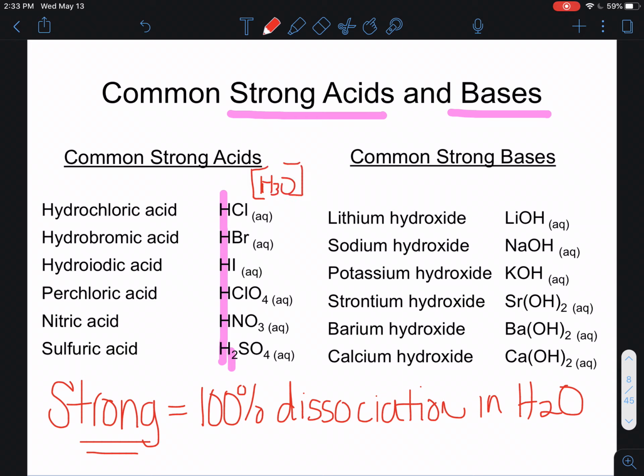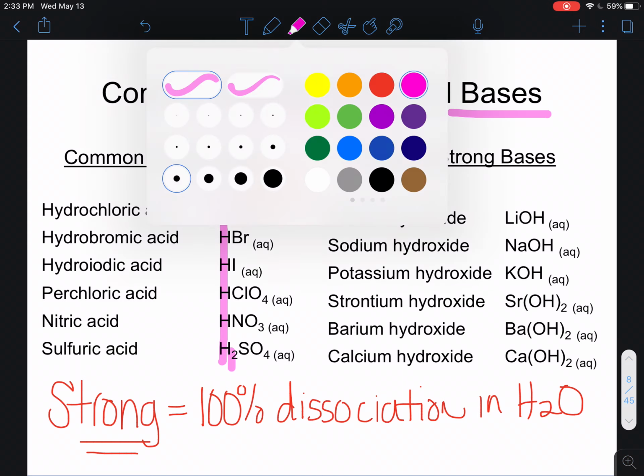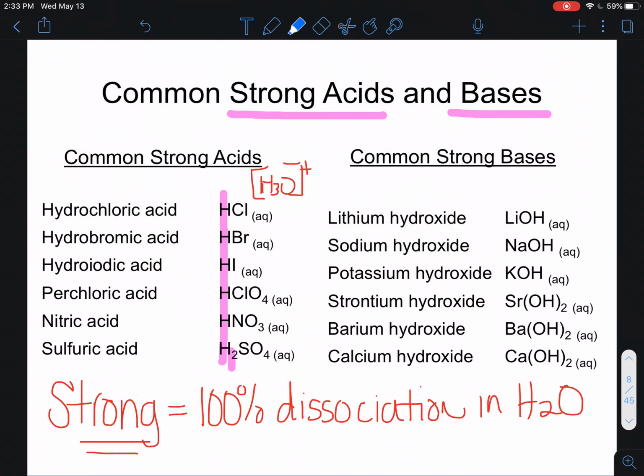Here are some common strong bases. These are very obvious bases because they all have hydroxide anions associated with them. A strong acid or a strong base means 100% dissociation in water. So if I were to put 2 moles of lithium hydroxide in water, all 2 moles, every single one of those molecules will dissociate.